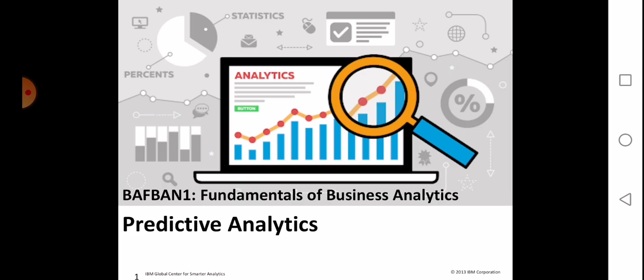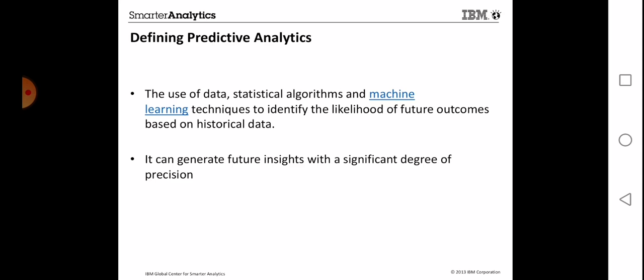Next, we have predictive analytics. Okay. So predictive analytics is the use of data, statistical algorithms, and machine learning techniques to identify the likelihood of future outcomes based on historical data. So it can generate future insights with a significant degree of precision.